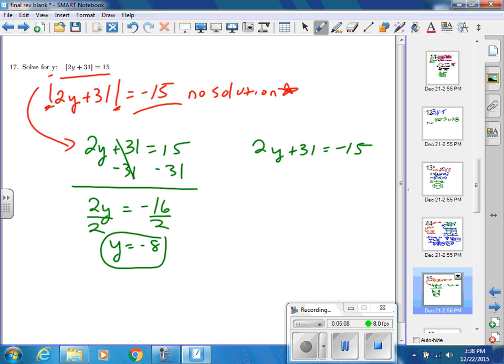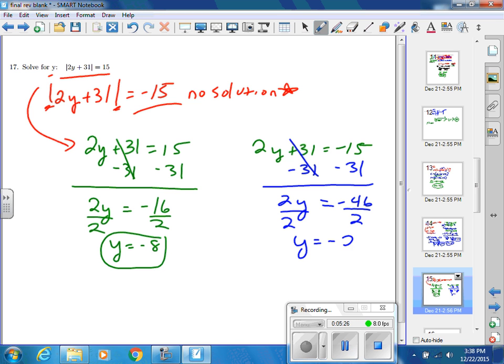That's one answer. Over here, minus 31, minus 31. 2y is equal to negative 46. Divide by 2, and I get y is equal to negative 23. Notice both answers are what? Negative. They started out with one is negative, one is positive. Like I said, it doesn't mean they're going to stay that way, okay? And I'm finished with this problem.